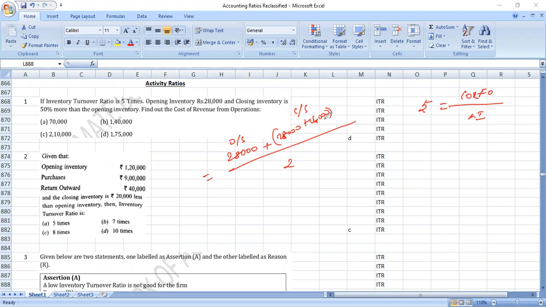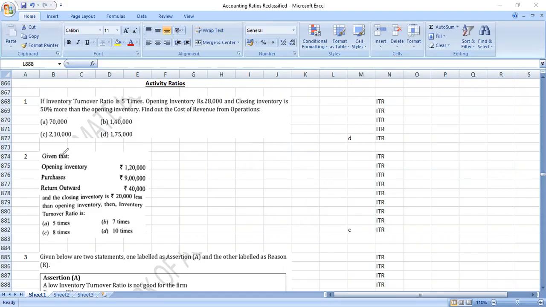So 28 plus 10, 38 plus 4, 42, 42 plus 8, 50 plus 20, 70. 70 divided by 2 is 35,000. 35,000 is our average inventory. 5 into average inventory is our cost of revenue from operation. So 35 into 2 is 70, into 2 is 140, plus 35. 1,75,000 is the correct answer, my dear children.